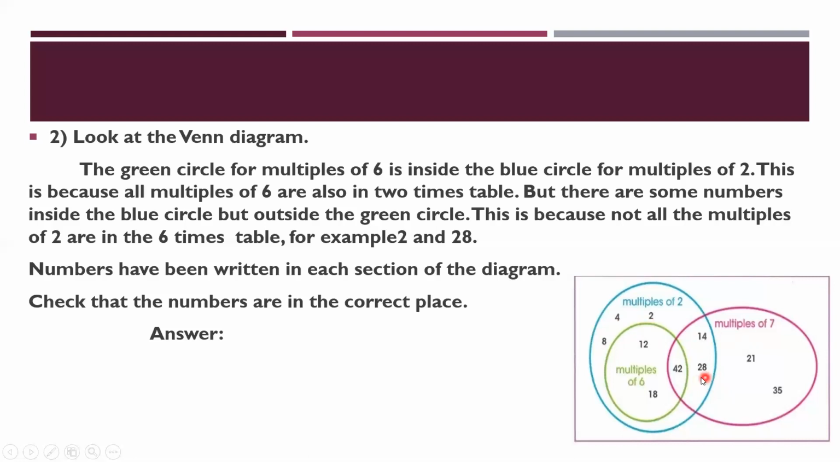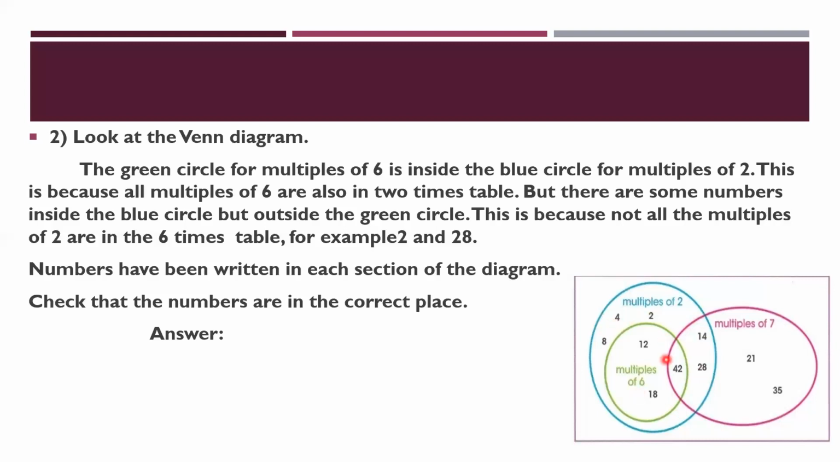How many times? Is it divisible? Yes. 28 comes in 2's table, or else you just divide this 28. You will be getting the quotient as 14, which means 14 multiplied by 2, you will be getting 28. So the blue loop is exactly perfect. All the numbers written inside the blue loop are multiples of 2.